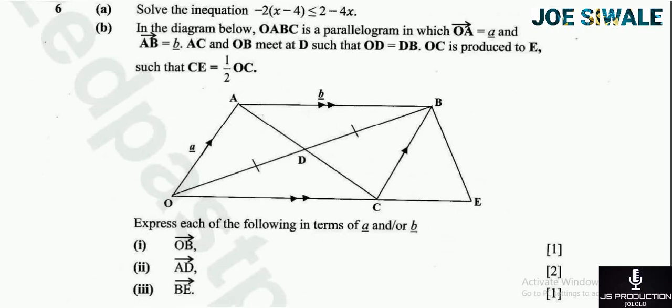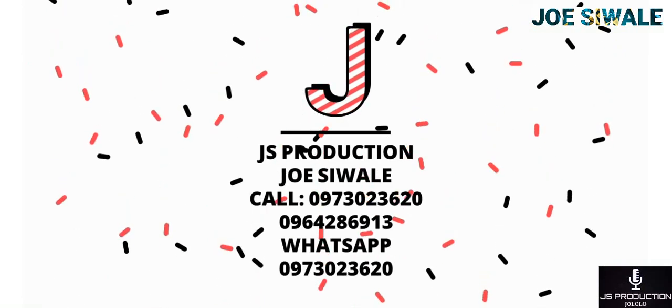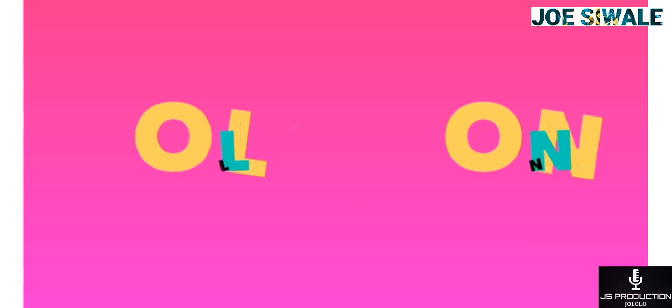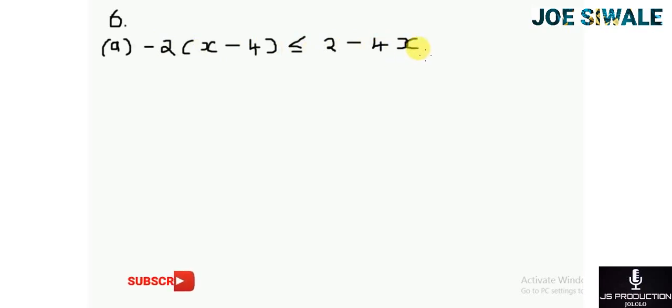Question A reads, solve the equation -2(x - 4) ≤ 2 - 4x. 2 marks. So for me to solve the inequation -2(x - 4) ≤ 2 - 4x, this means I need to find the value of x.